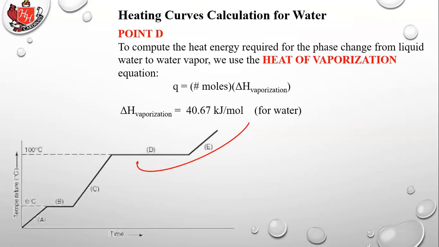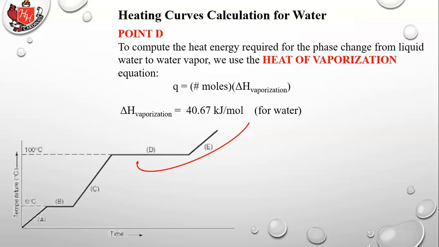Now there's a similar constant up there at point D, and to compute the heat energy required for the phase change from liquid water to water vapor, we use the heat of vaporization, and the equation looks identical. Q equals number of moles, but in this case you use the constant called the heat of vaporization, and for water it's 40.67 kilojoules per mole.